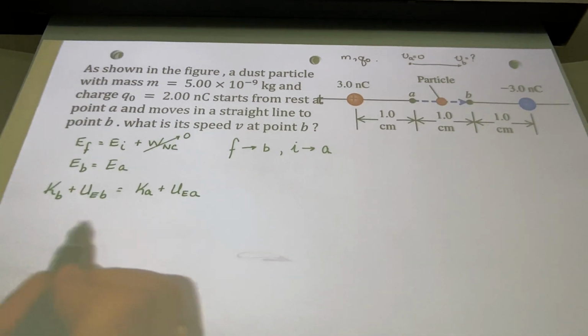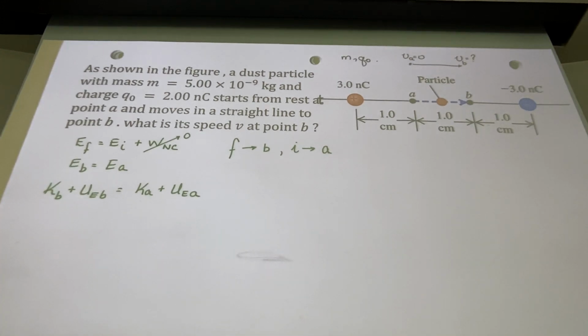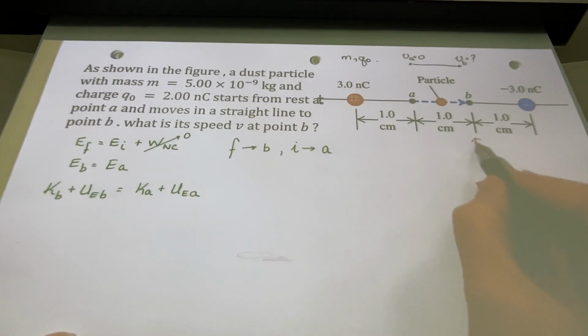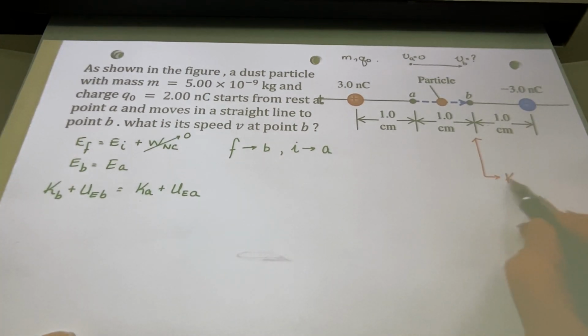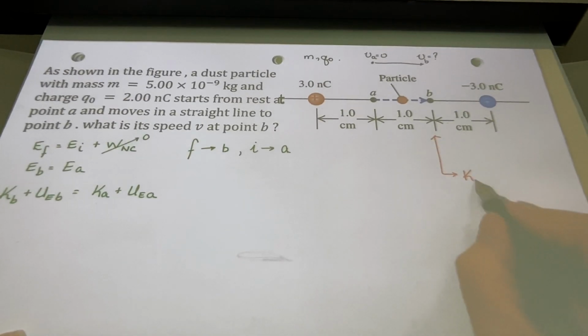So, actually, I think I'm just going to move off to the side and do a little bit of work on the side here. So my kinetic energy at point B, here's my point B. My kinetic energy at point B is 1/2 times the mass of my particle times my speed at point B squared. Mass, I know, the velocity at point B, that's the thing I'm trying to find.